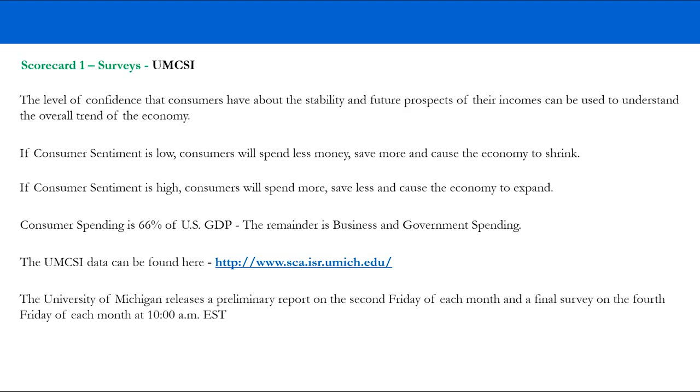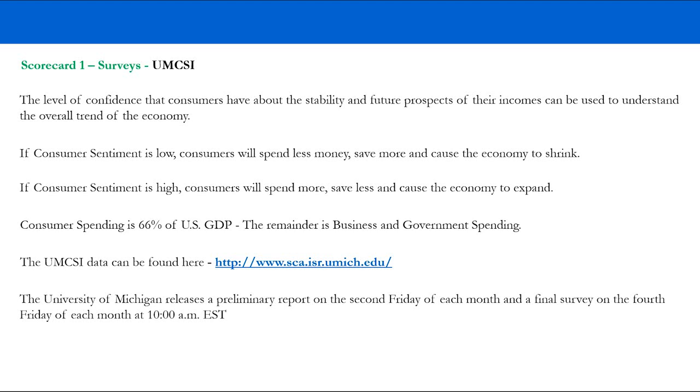Because if they're feeling confident about the future prospects of the economy, they're expecting to be earning or making more money in the future. Therefore, they don't mind spending money now, they'll spend more. And if their sentiment is low, it means they don't have any confidence in the future and they're spending less, tightening their belts and putting money away for an expected rainy day. So they're predicting the economy to shrink and they spend less now. They're predicting the economy to expand, they spend more now.